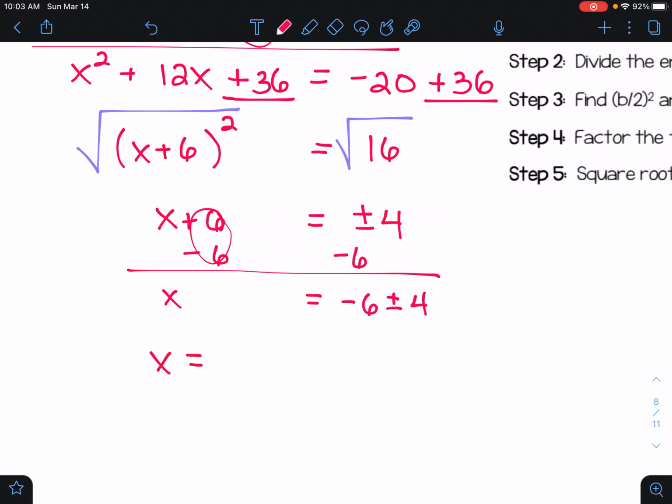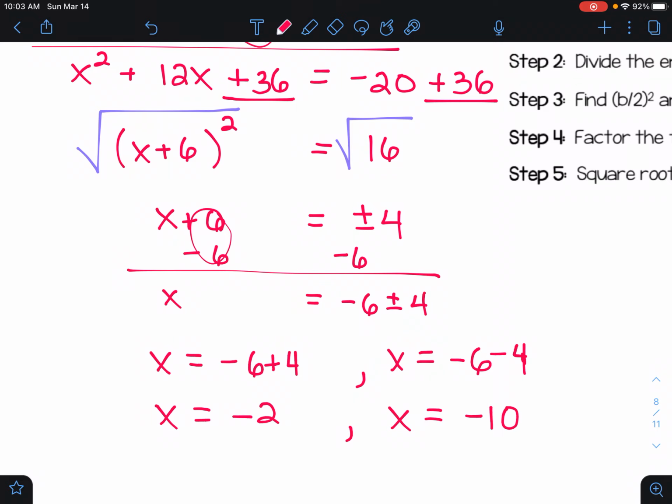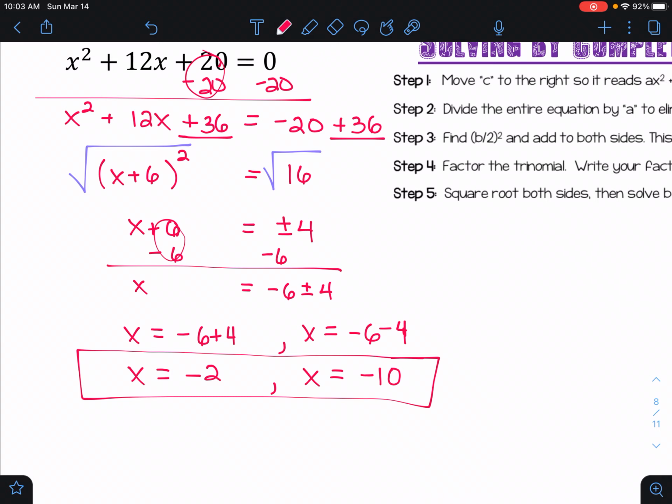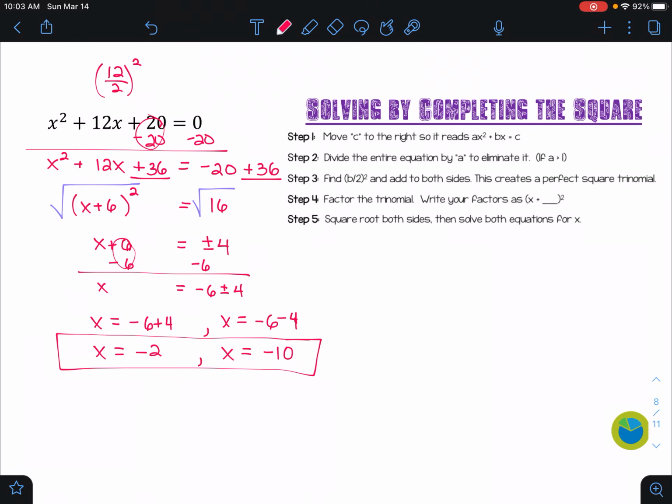Let's figure them out. So I have negative 6. You could write this step or you could not. It's up to you. You can just do this in your head, but I'm going to write it for this one, so you can see what I'm doing. My two answers are really negative 6 plus 4, which is negative 2. And my other answer would be negative 6 minus 4, which is negative 10. So what does this mean? These are my two answers. I've just solved this quadratic by completing the square. What this means is this graph would cross the x-axis at negative 2 and negative 10. So that's how you solve a quadratic by completing the square.